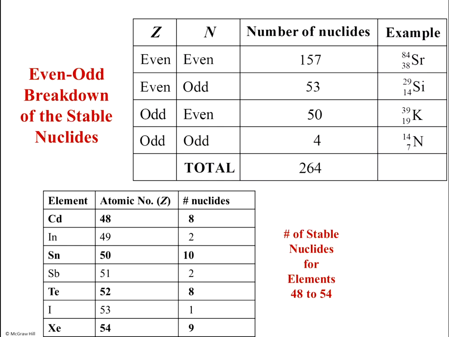And on the lower table, we see elements 48 to 54, which is just a small subset or sample size. Looking at these elements from cadmium through xenon, we see our atomic number increases from 48 to 54. And you can see in bold the elements that have an even atomic number have a larger number of stable nuclides. If they have an odd atomic number, there is a lower number of stable nuclides.